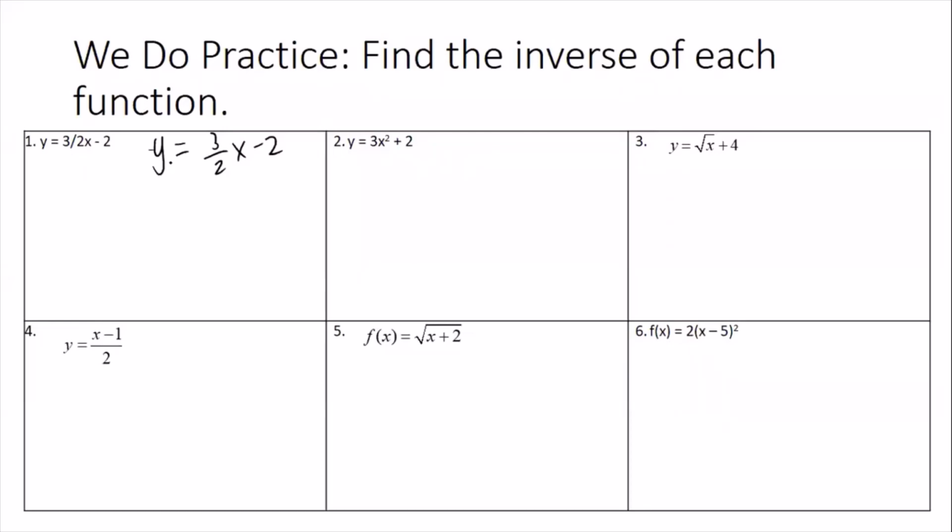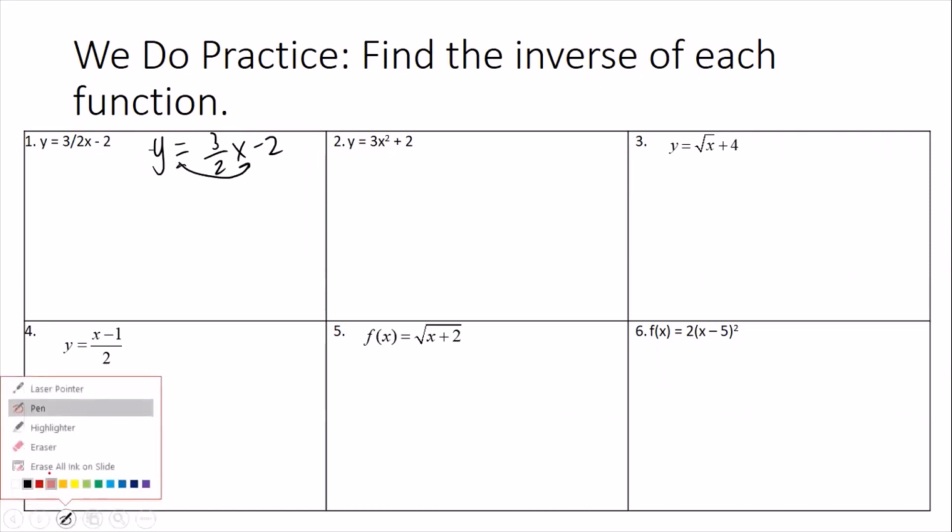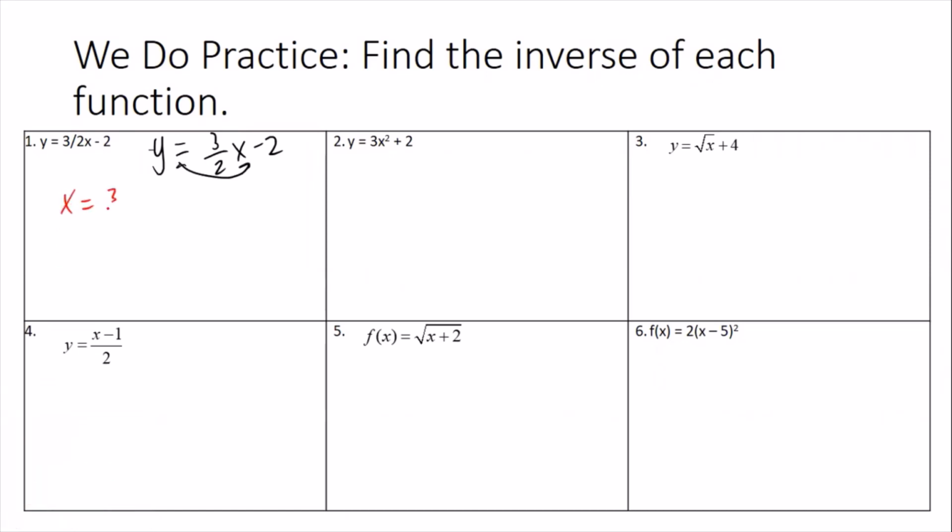Okay, so the first thing you should have done was switch your x and your y. So now you have x equals 3/2 y minus 2. That's step 1. Step 2 is to get y by itself. So I'm going to add 2 to both sides. That's going to give me x plus 2 equals 3/2 y. Y is still not by itself.